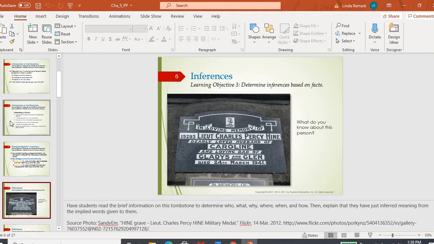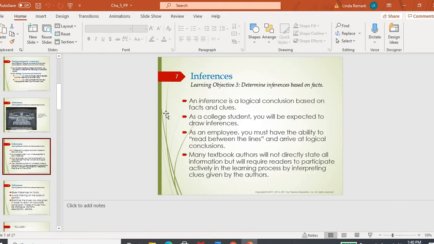You can also figure out what's not being said. Sometimes on here you can't tell when this person was born. You can't tell what kind of life they led. So inferences are logical conclusions based on facts. Okay, so an inference is a logical conclusion based on facts and clues.